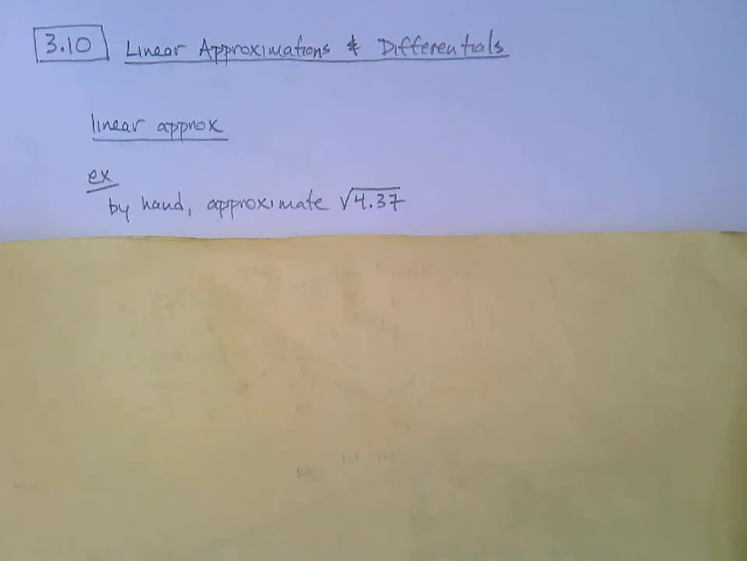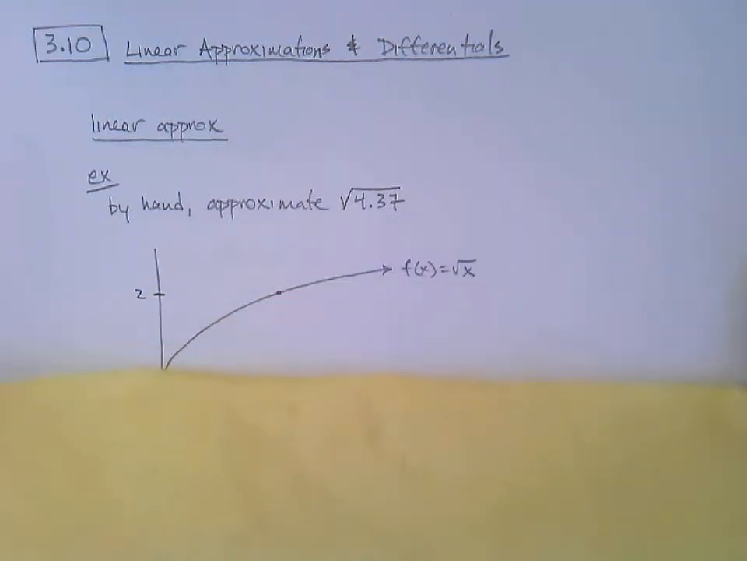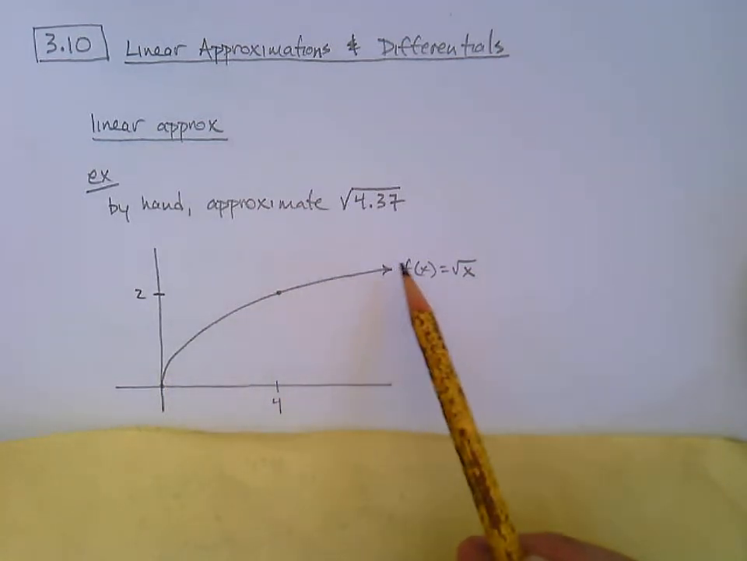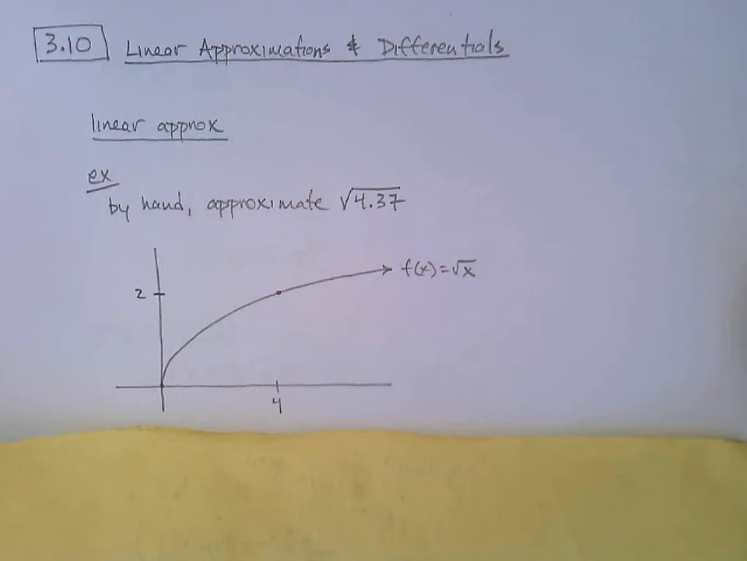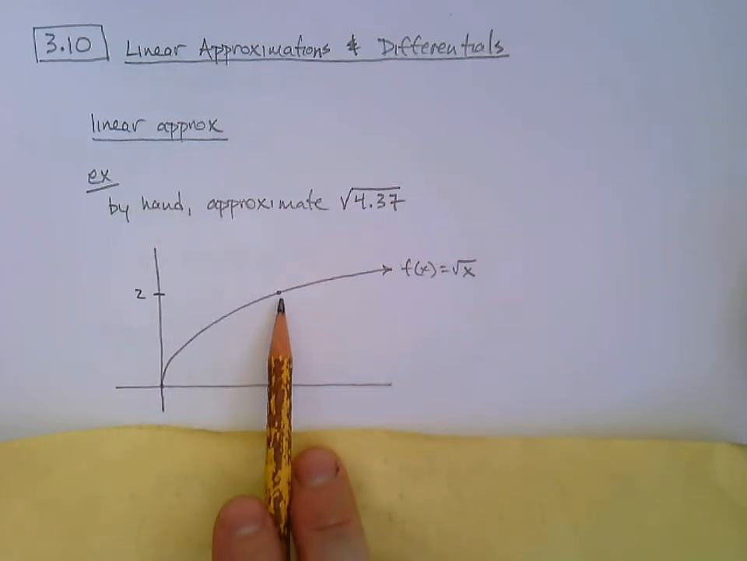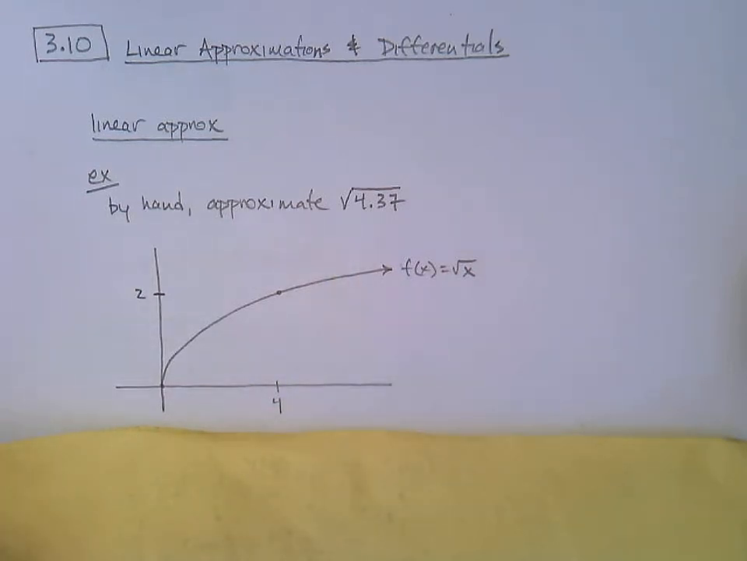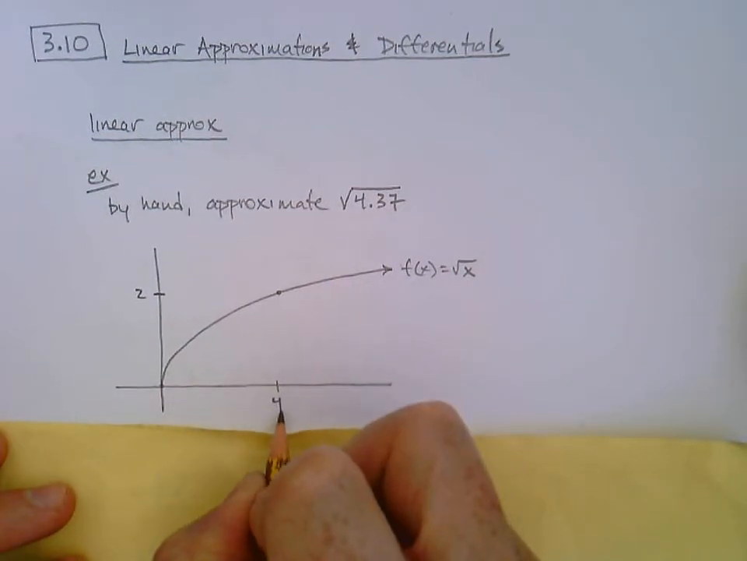Okay, so by hand, let's approximate the square root of 4.37. Here's what we're going to do. I've got the graph here. I'm graphing the square root of x, so it comes up and curves in such a way. And notice I've identified the point (4, 2). That point at (4, 2), well, 4 is pretty close to 4.37. Actually, let me further my drawing here.